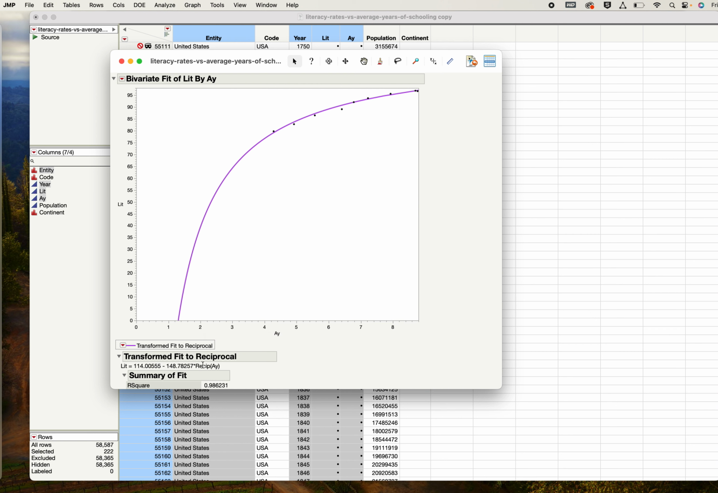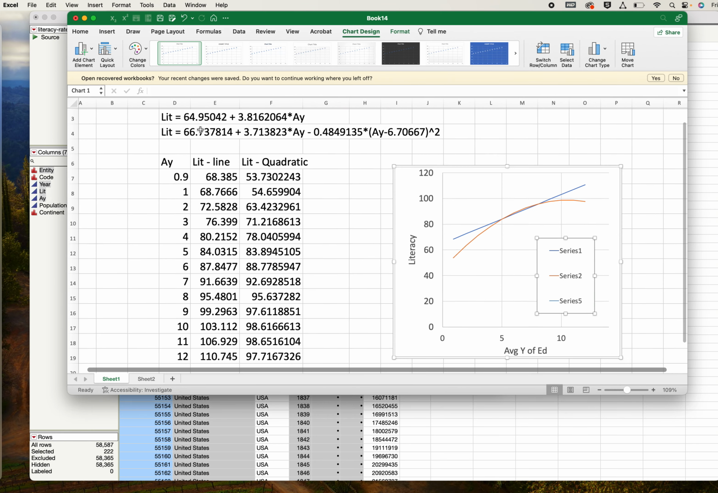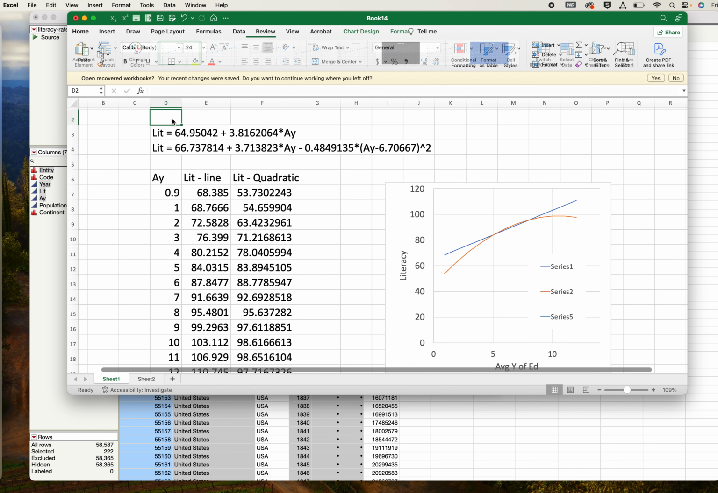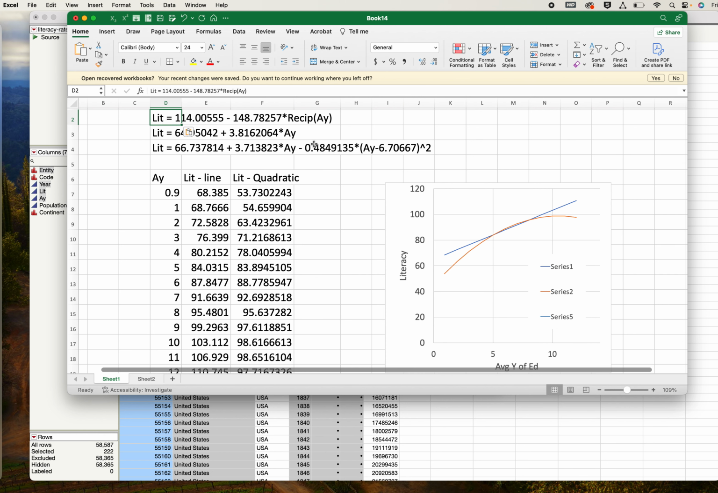Here's the equation, and we can put it into Excel if we wanted to. So this says literacy is equal to 114 minus 148 times the reciprocal of x. Let's take a look at how that translates into Excel. So I'm going to copy that equation, and we'll go over to our Excel sheet, and I'll type it in here. So there's our reciprocal. What does that mean? Let's interpret that. So this is education as a reciprocal, or 1 over.